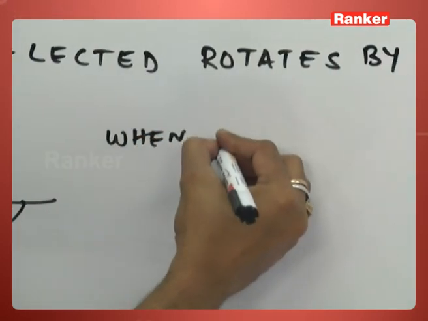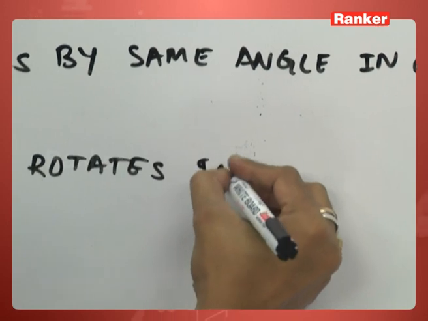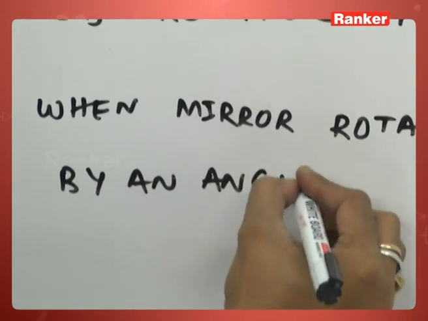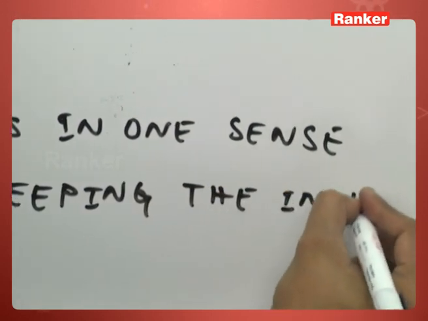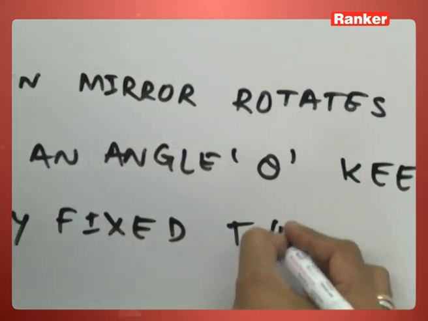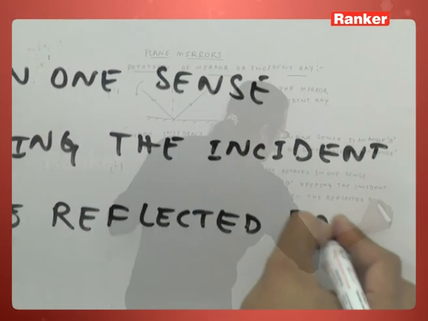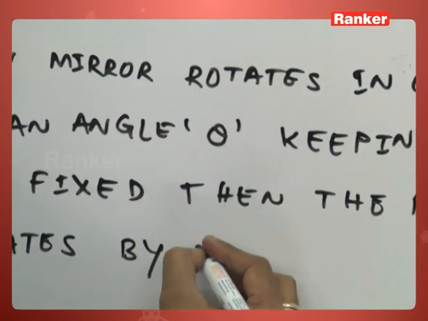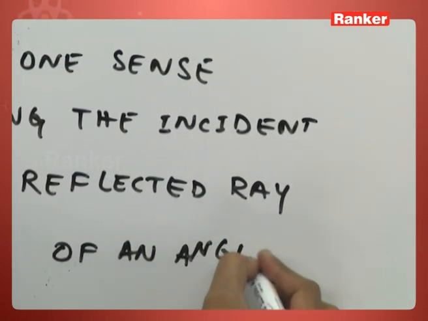when the mirror rotates in one sense by an angle theta, keeping the incident ray fixed, then the reflected ray rotates in the same sense by an angle 2 theta.